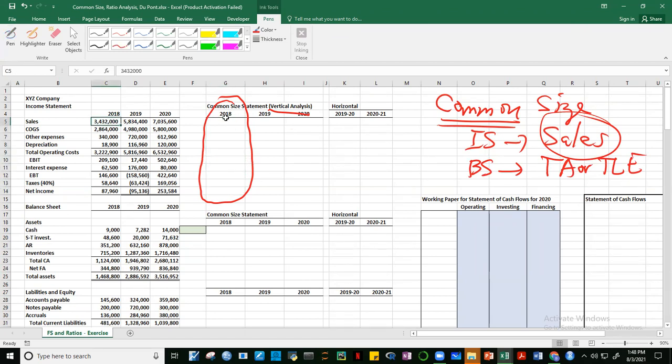sales over sales ng 2018, cost of goods sold over sales, other expenses over sales, net income after tax over sales. Lahat, guys, lahat should be divided by sales. So what should be our formula here? Anyone would like to volunteer? Ano yung formula natin dito? Pwede i-unmute yung sarili nyo para mas mabilis tayo. Any suggestion, guys? What should be our formula here sa common size statement sa sales?